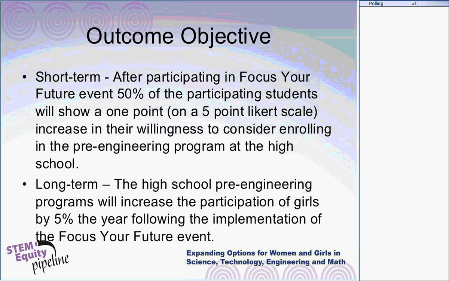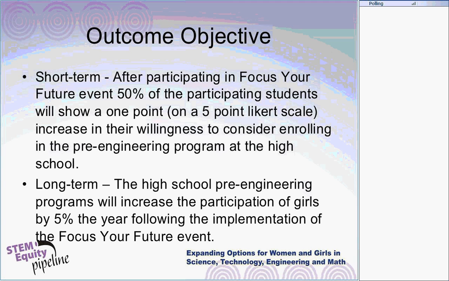So let's look at a couple of measurements for this Focus Your Future event that we're using as a sample here. And the planning team got together, and these were a couple of the evaluation objectives they wanted to put out there. For outcome measures, they wanted to see in the short term that after participating in the Focus Your Future event, 50% of the participating students will show a 1-point on a 5-point Likert scale increase in their willingness to consider enrolling in the pre-engineering program at the high school. Very specific measurement.